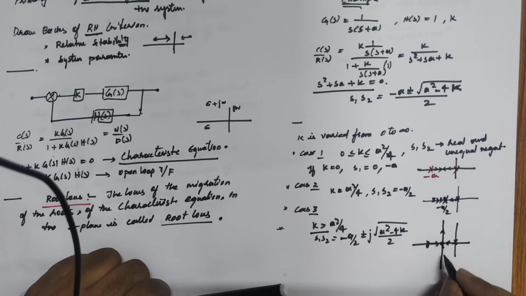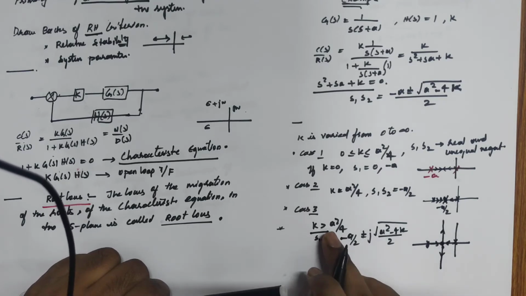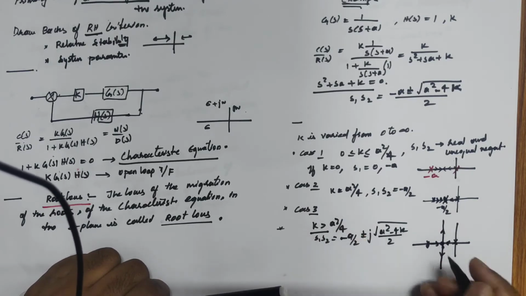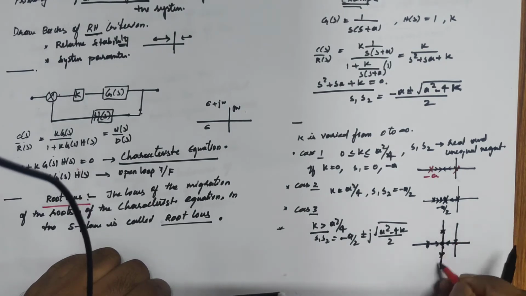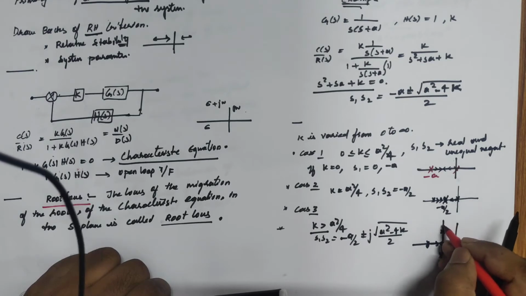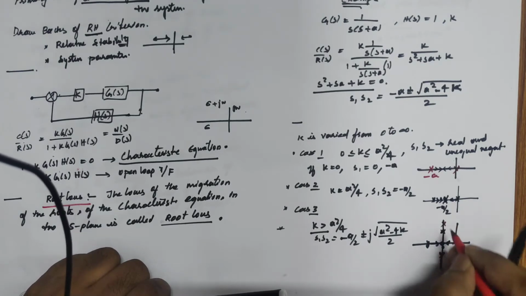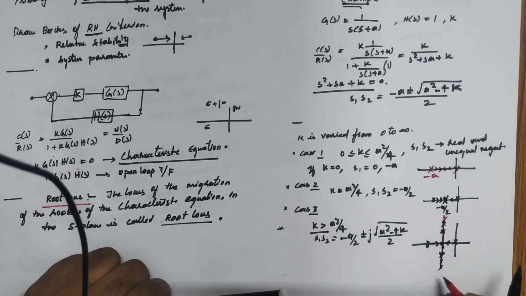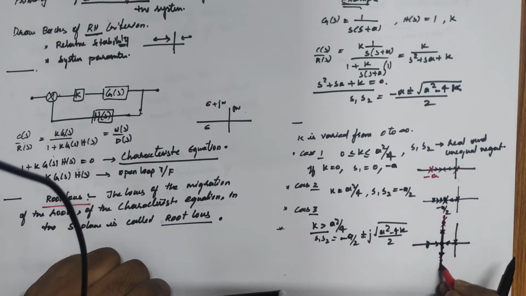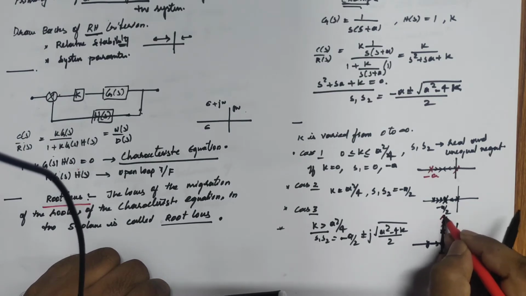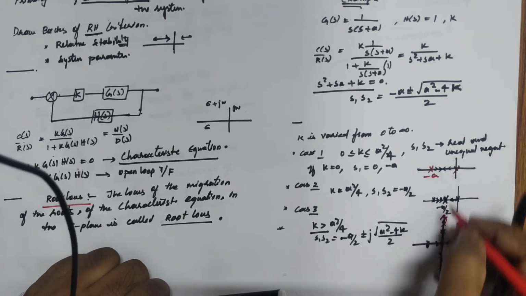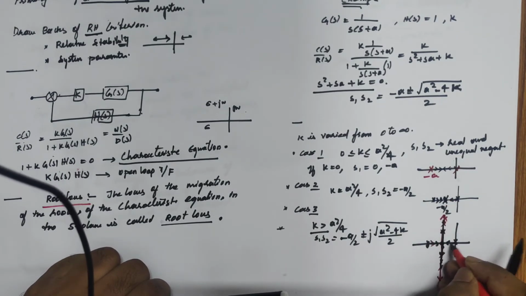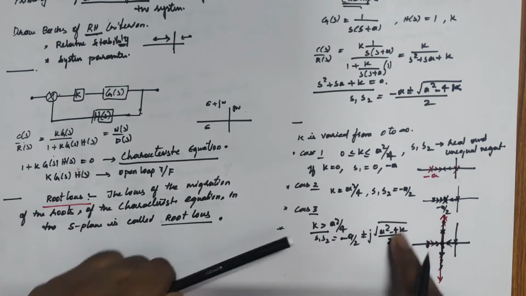Okay, so for k greater than a square by 4, I may get two complex poles at this place. With more increasing of k, I get another poles, and with more increasing of k, I get another poles. That means in the entire complex plane I am getting poles. So for k tends to infinity, this will go far away.